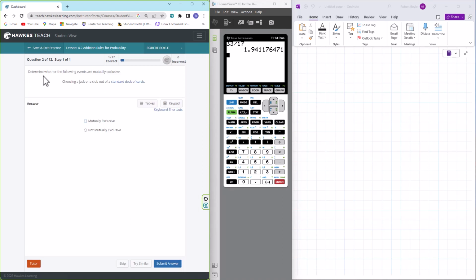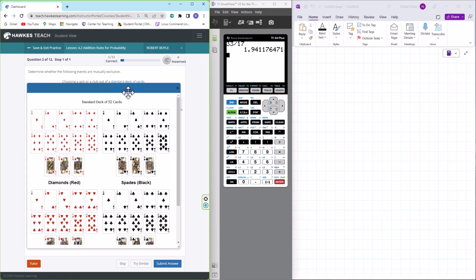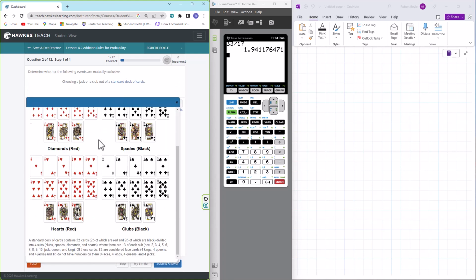Okay, determine whether the following events are mutually exclusive. A jack or a club out of a deck of cards. Now remember, for events to be mutually exclusive, they cannot have any common elements. If you're not too sure what a standard deck of cards looks like, click right here. Here is your standard deck of cards. These are all the clubs. This is a jack. Notice that the set of all jacks and the set of clubs have a common member, namely that one. These are not mutually exclusive.